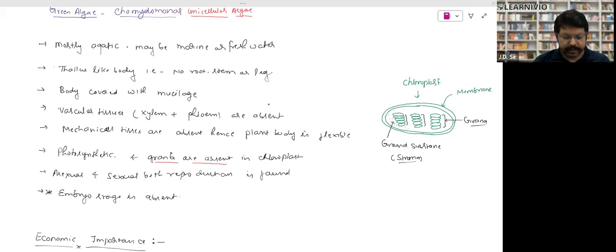Fine. So see you in the next class, and we'll start with the brown algae and the red algae. You have to remind me that we have to start from the brown algae and the red algae.